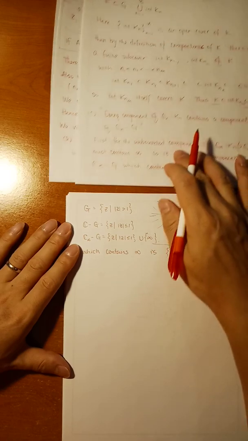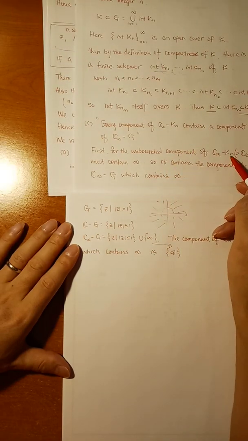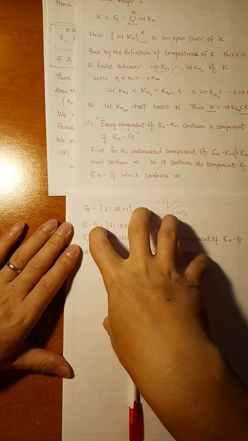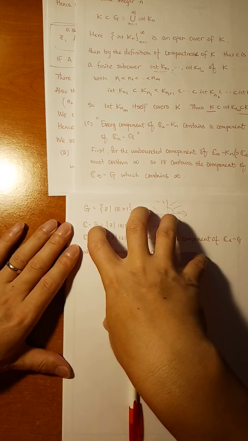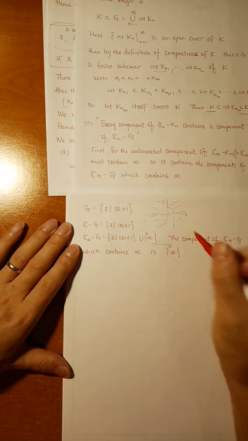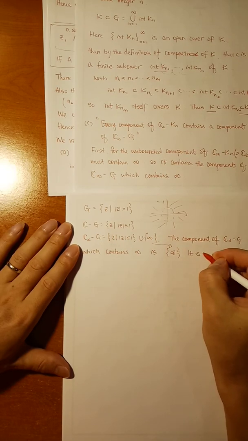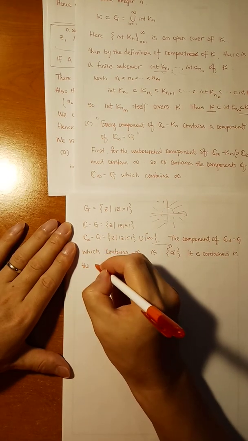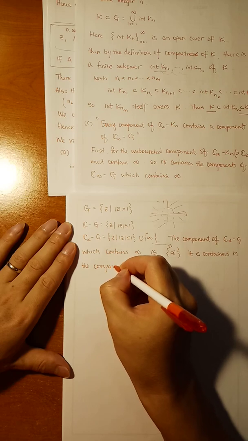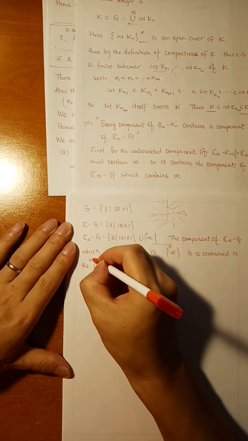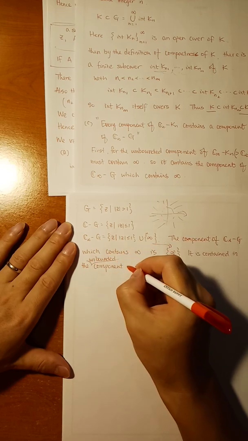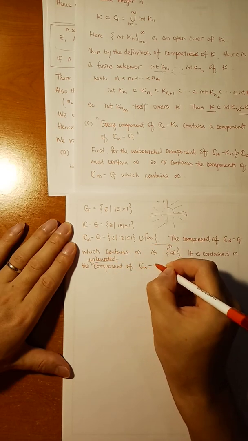And C infinity minus Kn is the outside of a closed disk with radius n. Of course, it is contained in the unbounded component of C infinity minus Kn.